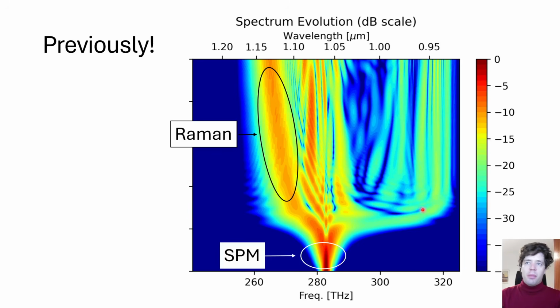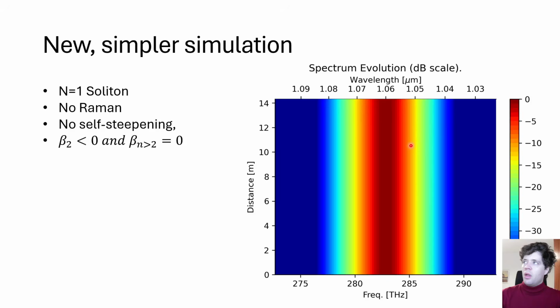We also saw that some additional light was generated over here at a higher frequency, and I initially attributed this phenomenon to four-wave mixing, but it turns out that's actually not the mechanism causing this additional light at 320 in this case. And basically, we're going to explain in this video how we get this additional light.